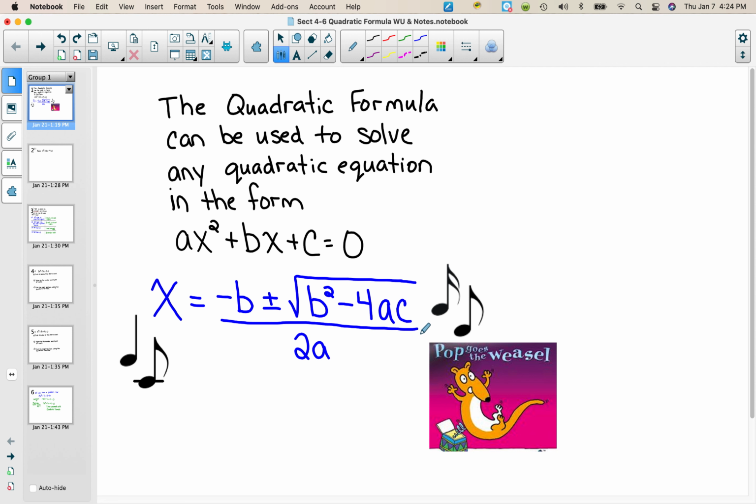And you might wonder why the music notes, why Pop Goes the Weasel. It's just a little tune to help you remember the quadratic formula. And yes, I'm actually going to sing this. It goes, x equals opposite b plus or minus square root b squared minus 4ac all over 2a. And if you sing that a few times, you will have it in your head for the rest of your life. So this is how you use it.